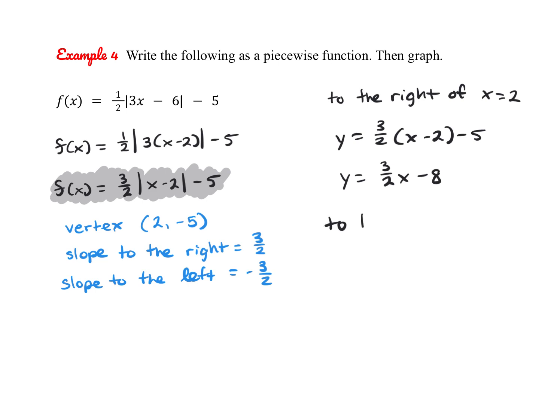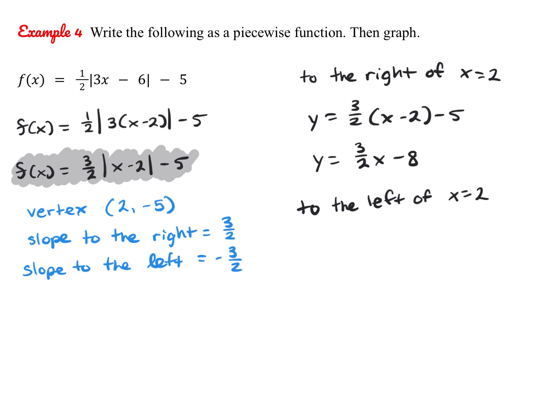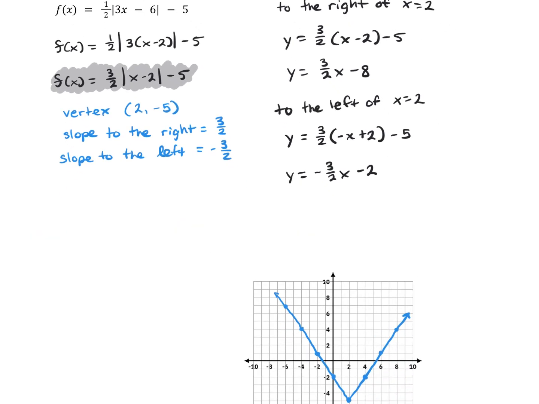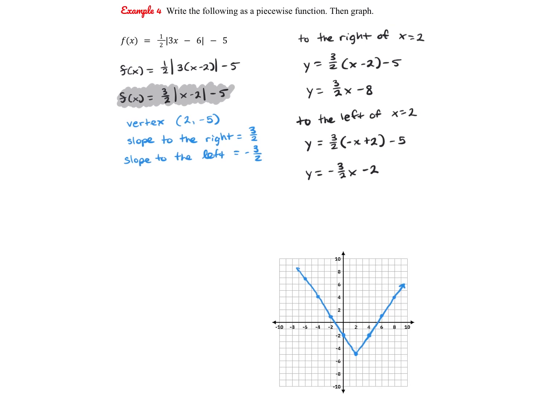And then everything to the left of our vertex, so at x equals 2, remember everything inside our absolute values needs to become opposite. So we have the 3 over 2 times negative x plus 2. So the x becomes negative x, negative 2 becomes positive 2. Everything becomes opposite. And then here I'm just going to simplify again. So we have negative 3 over 2x. And then here we'll have plus 3 minus 5, so minus 2. And then we're just going to write this with the correct notation.